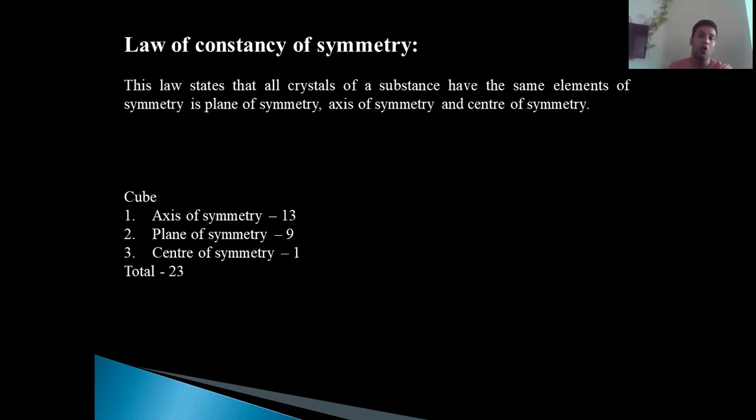Then we have seen the law of consistency of symmetry, where we have seen that for a particular substance or species, the number of elements of symmetry is constant. Say for example, for a cube, the number of elements is 23 and it will be constant for any kind of cube, because we know that galena, the ore of lead, also crystallizes in the cube, whereas pyrite, which is an iron sulfide, also crystallizes in the cube. But both will have a similar number of elements of symmetry.